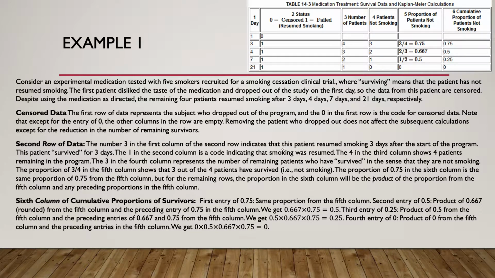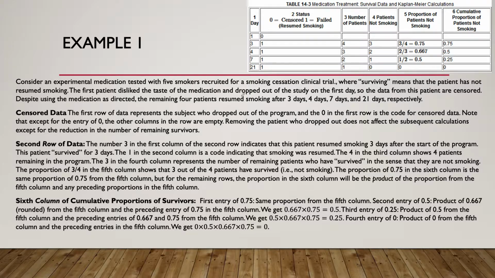So, for example, let's consider an experimental medication tested with 5 smokers recruited for a smoking cessation clinical trial, where surviving means that the patient has not resumed smoking. The first patient disliked the taste of the medication and dropped out of the study on the first day, so the data from this patient are censored, as you can see at the top. Despite using the medication as directed, the remaining 4 patients resumed smoking after 3, 4, 7, and 21 days, respectively. And as you can see, this is the table corresponding to this.